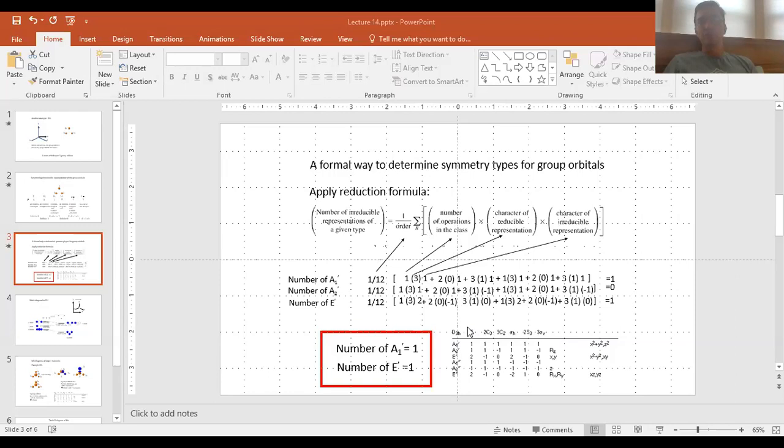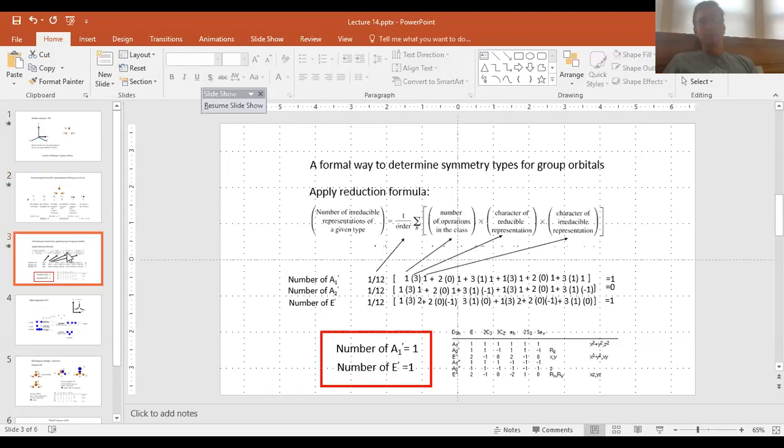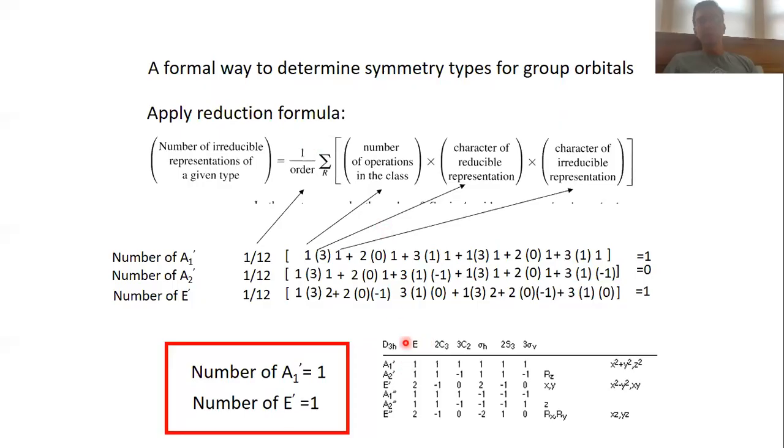We can, for instance, start with the identity operation. For the identity operation, the number of operations in the class is 1. We have only 1 identity operation. We have to multiply this with the character of the reducible representation, the one that we determined previously. We can briefly go back so that we can see this. And we saw that this was actually 3, right? So that's 1 times 3. And then the character of the irreducible representation is this one here in the row for A1 prime underneath E, which is 1. So the first product is 1 times 3 times 1.